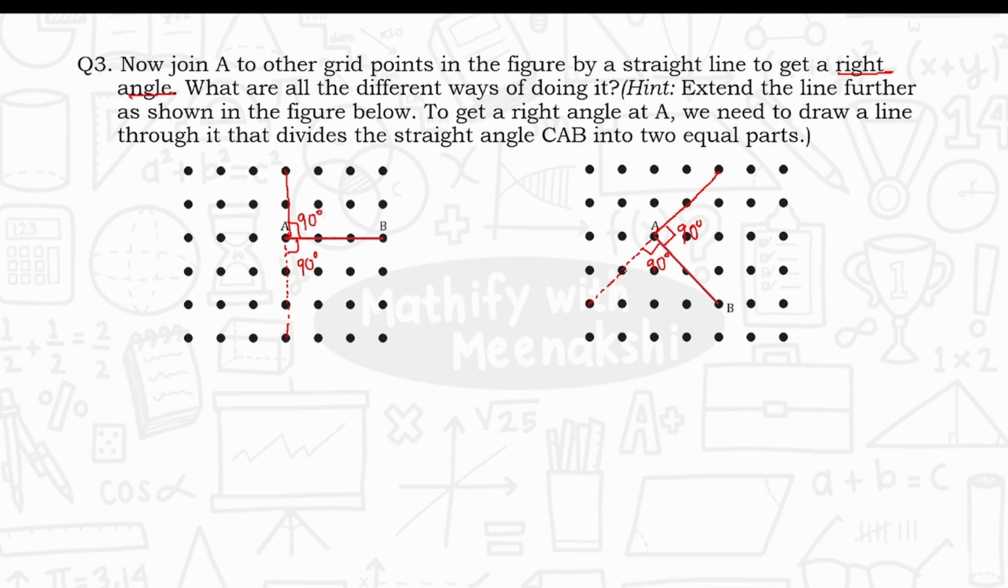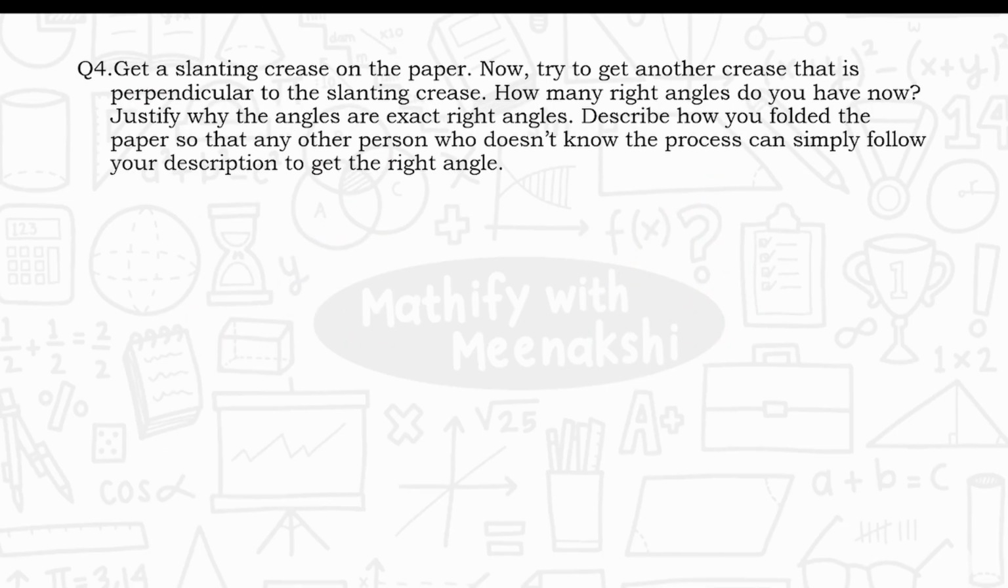Let's move to the next question. Now let's move to question 4. Get a slanting crease on the paper. Now try to get another crease that is perpendicular to the slanting crease. So what you will do, you will take a rectangular piece of paper. So I will draw that for you right now. Suppose this is a rectangular piece of paper. So you will fold this diagonally to create a slanting crease. And once you open the paper back up, you see the slanting crease clearly. So suppose this is the slanting crease.